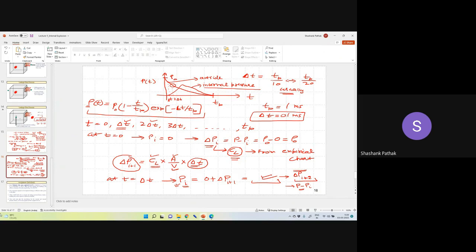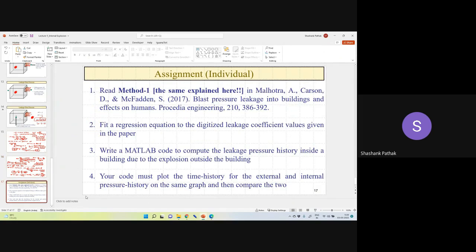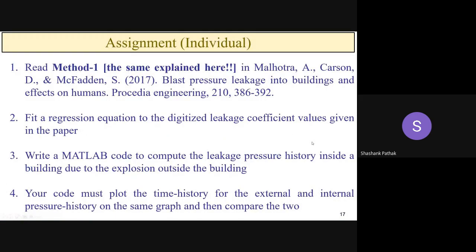Now I'm going to explain the next thing, which is another assignment based on this calculation that we have done. No calculation is complete till we do the assignment on that. So now I'm going to share another paper in which you will get the values of your CL, and using those values of CL, you can very easily write your MATLAB code to compute the leakage pressure inside a building due to the explosion outside the building.